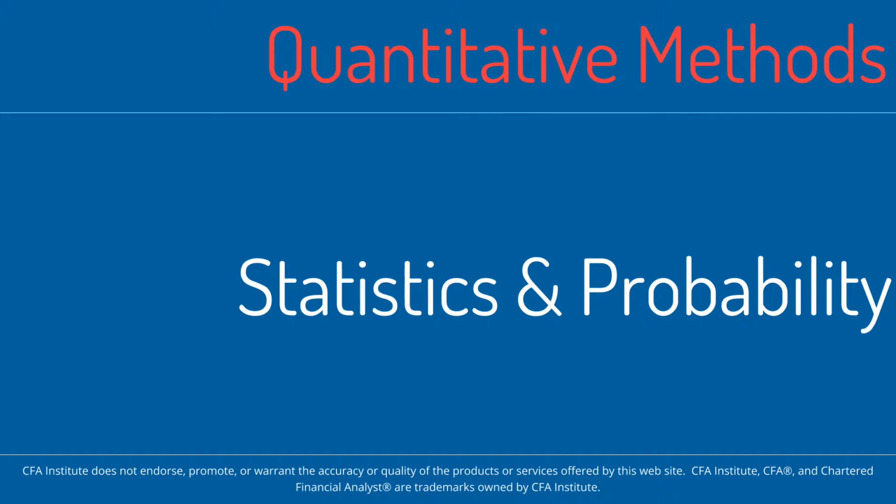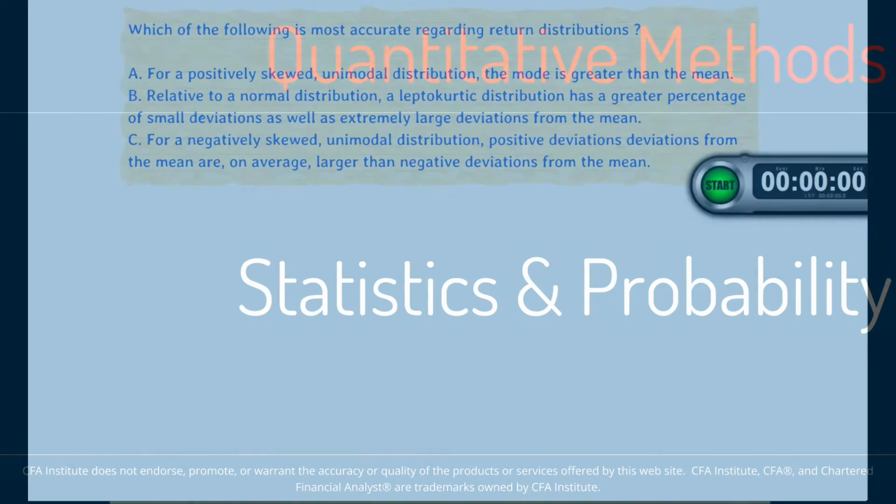Today we're back into the statistics and probability section. We're going to look once again at return distributions as well as using mean and standard deviation values to pick the best risk-reward portfolios from among a set of options. So with that, let's get started.